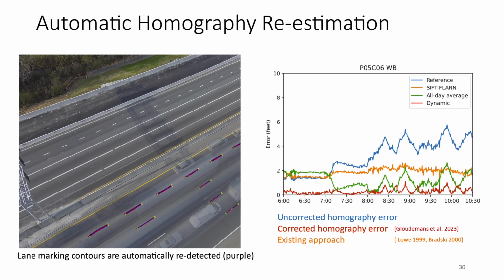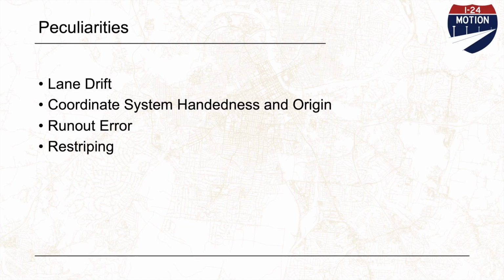good. But if you're working with an older version of the data, for simplicity, we may have used an all-day best average homography, which is going to have somewhere on the order of 1.5 feet of error. So not quite as accurate, but a little simpler to understand.